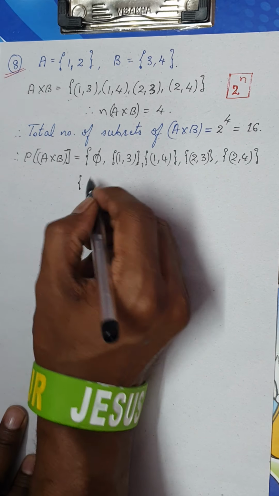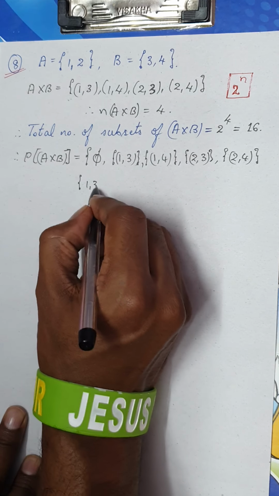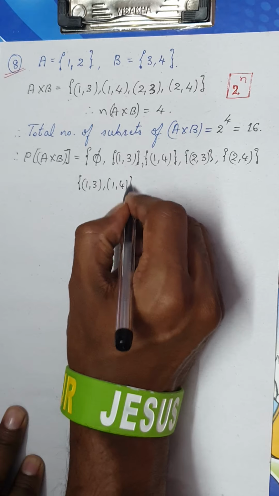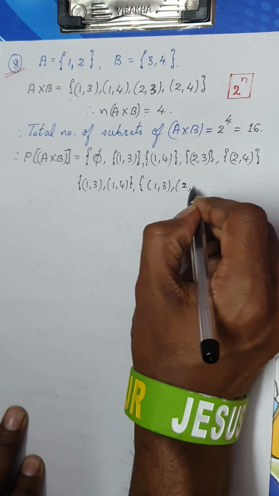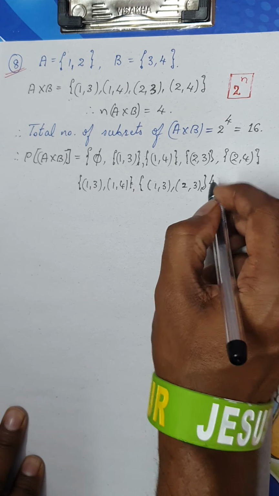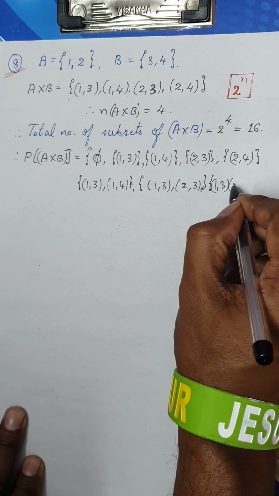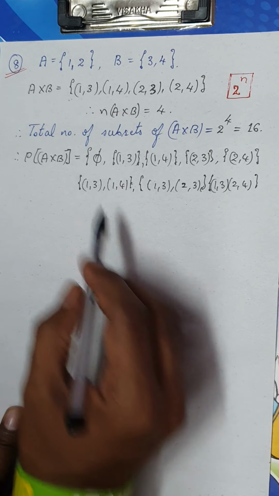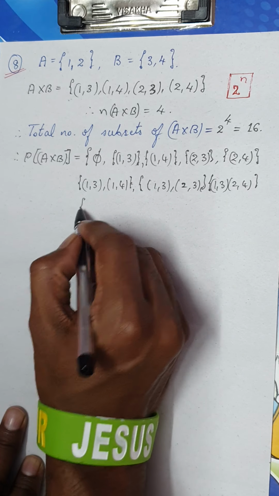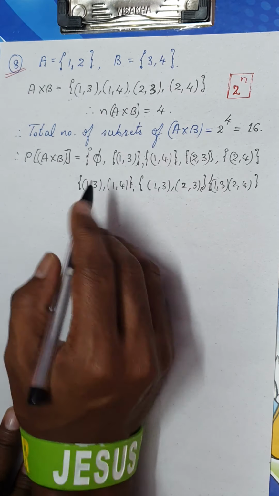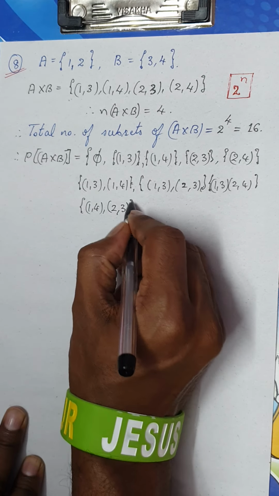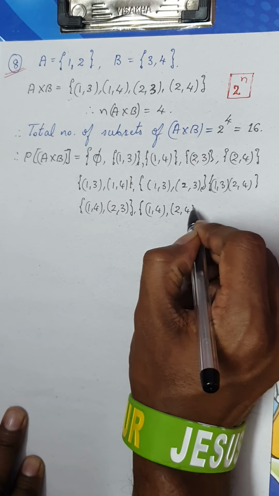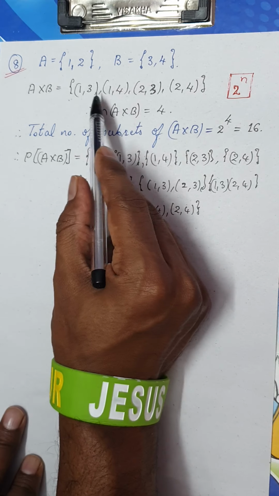Next we'll go on with 2 pairs each. So I'll take (1,3), (1,4). Similarly, I'll take (1,3), (2,3). And finally I'll take (1,3) and (2,4). So 2 elements each, and with this element it is done. Now going on with (1,4), I cannot take (1,3) because it's already taken. So I can take (1,4) along with (2,3). Next I can take (1,4) along with (2,4). Now I'm done with (1,4).